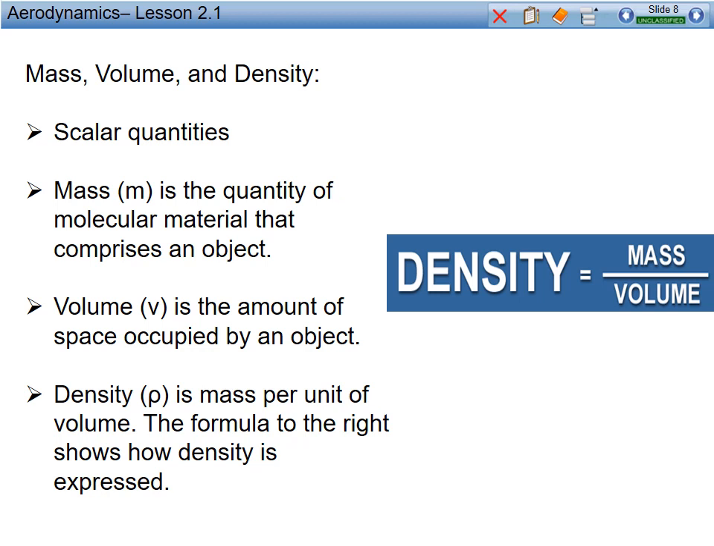Mass, volume, and density are all scalar quantities, meaning magnitude only. Mass is the quantity of molecular material that comprises an object. Volume is the amount of space occupied by an object. And density, or rho, is mass per unit volume. So on the right side of the screen, we have mass over volume, or mass per unit volume, is equal to density. For aerodynamics, we'll be discussing air density.